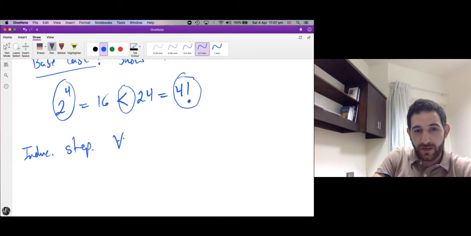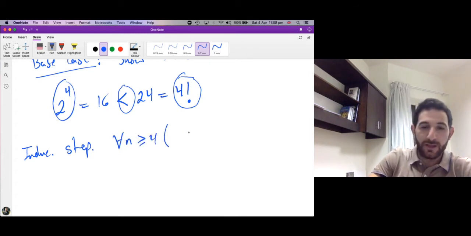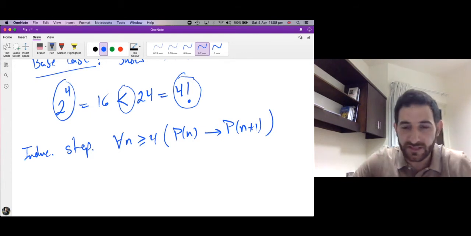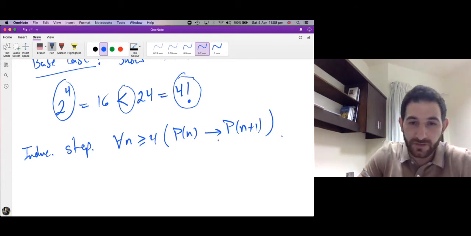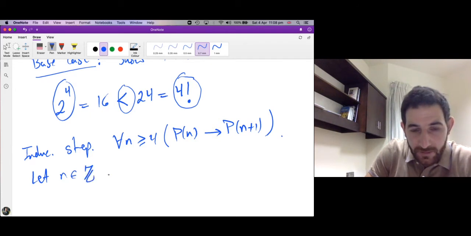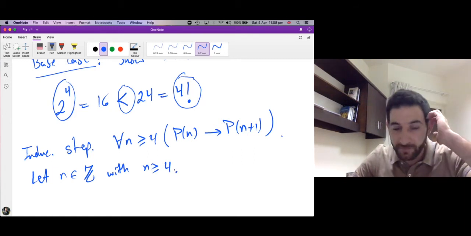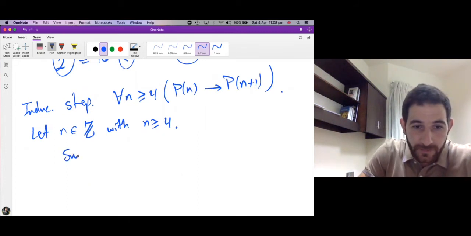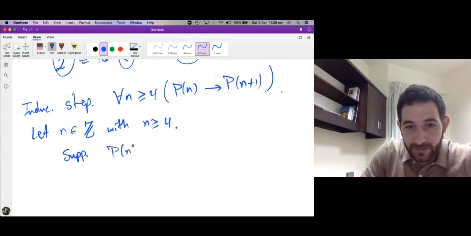Let's show the induction step. We need to show that for every n bigger than or equal to 4, if P of n is true, then P of the next one, of the successor, is also true. So how do we prove such a statement? Let n be an arbitrary integer with n bigger than or equal to 4, and suppose P of n is true. This is the induction hypothesis.